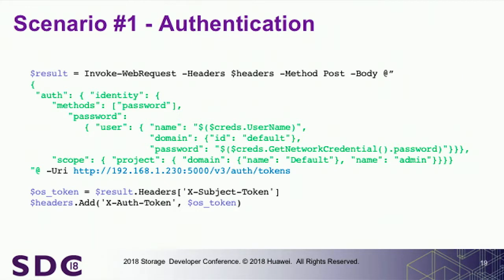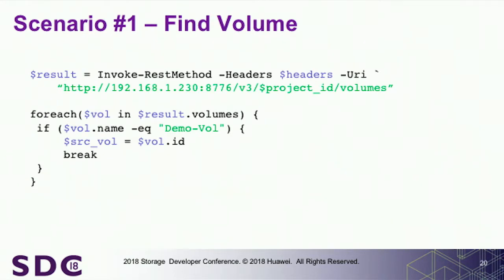That returns back in the header something called X-Subject-Token. And all I need to do is extract that and pass that in as my authentication token for any further calls. So once I have that, now I'm able to get a list of all volumes. I just hit the REST endpoint for volumes, including those headers. And this Invoke-RestMethod makes it really easy.